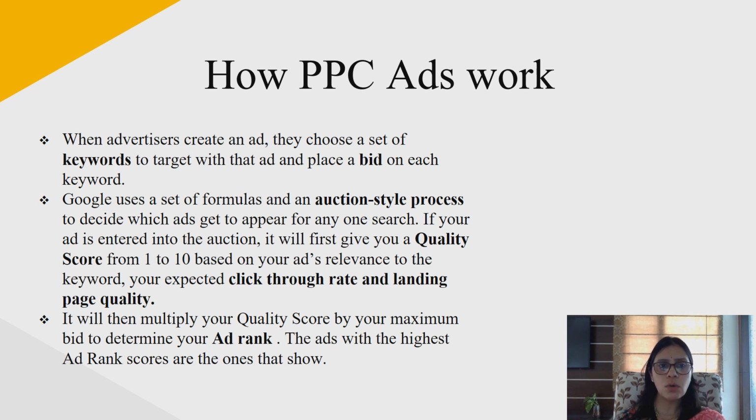So if your ad is entered into the auction, it will first give you a quality score, which will range from 1 to 10, based on your ad relevance to the keyword, and then you are expected to define a click through rate and landing page quality.